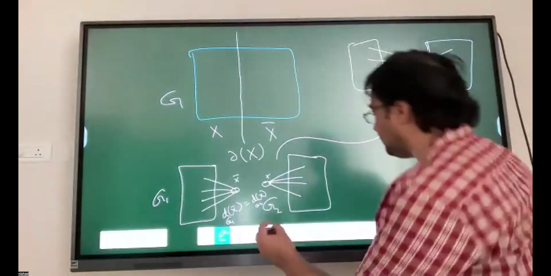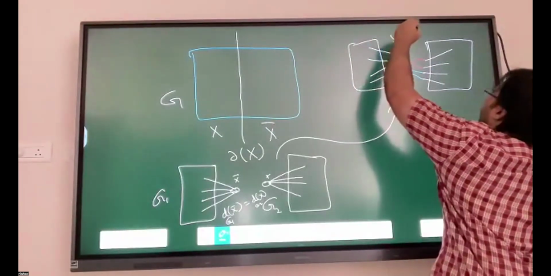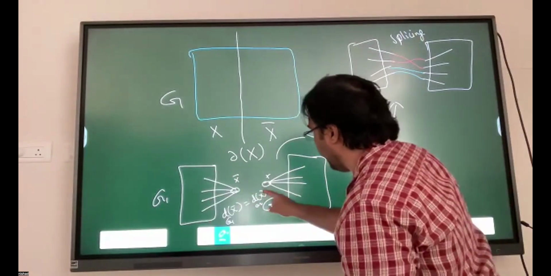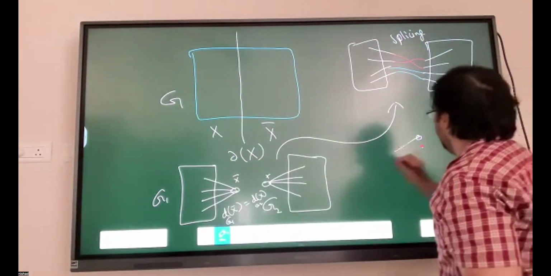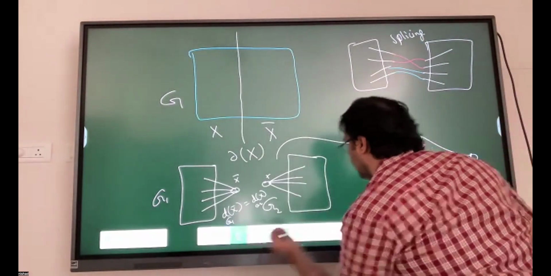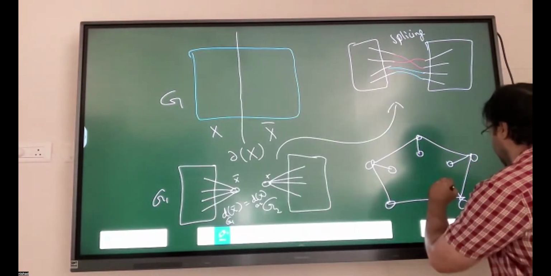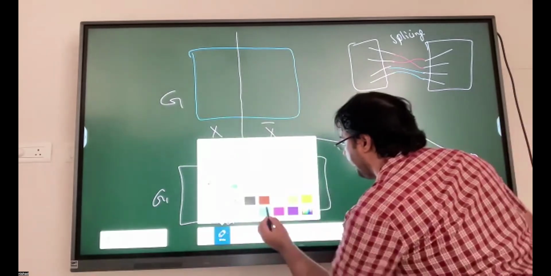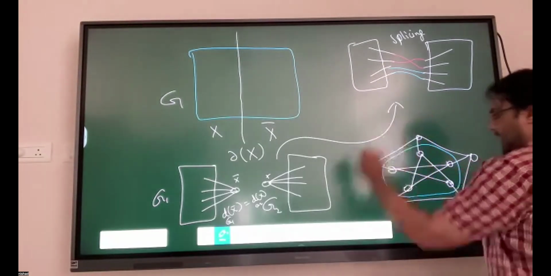I'll give you one concrete example. This operation is called splicing. So you take two small graphs with this property, degree of x bar is equal to degree of x, and then you construct a bigger graph like this. So what you can do is, you can take the Peterson graph, observe that Peterson graph is obtained by splicing two wheels. What is a wheel? Wheel is this graph.